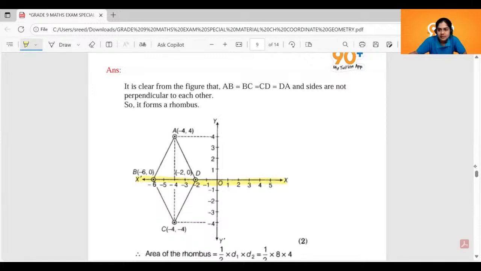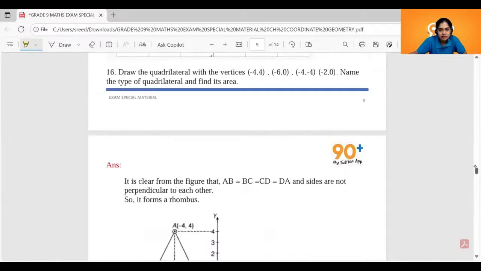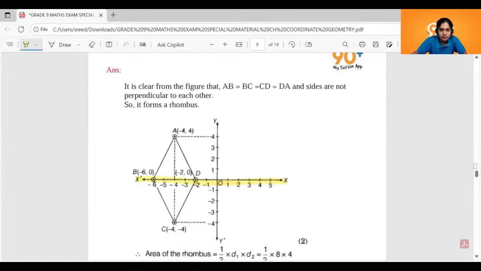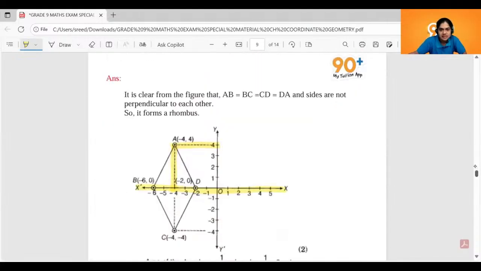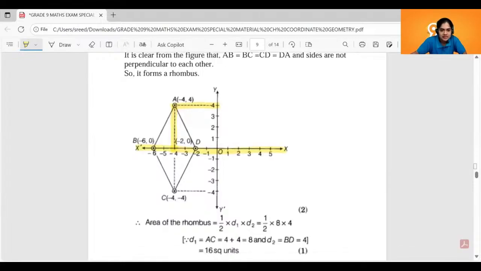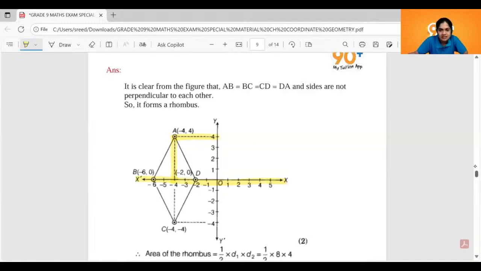Yes, the first point is negative 4, 4, right? Negative 4, 4 means x is negative 4. Draw the perpendicular, and y is 4. This is the perpendicular, and this is y equal to positive 4. This is the point, this is A. Now the next point is minus 6, 0. Minus 6 on the x-axis, correct? Minus 6, 0 means that will be the point. There is no y coordinate, right? Yeah, that is B.